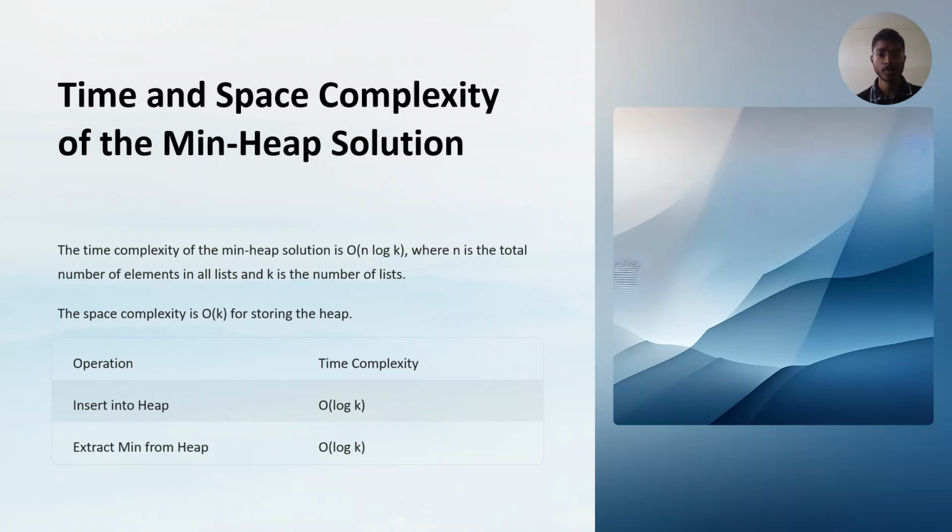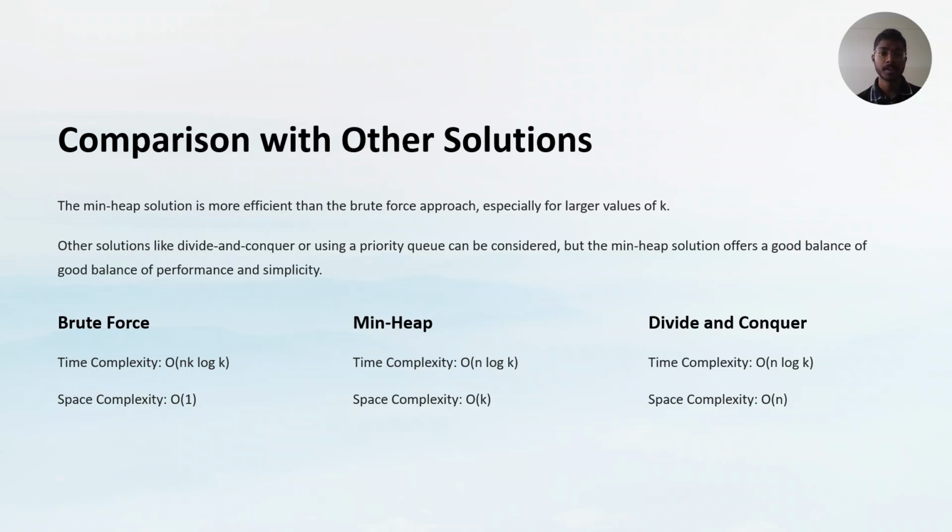Next, we head to our next topic, that is comparison with other solutions. The min heap solution is more efficient than the brute force approach, especially for larger values of k. Other solutions like divide and conquer or using a priority queue can be considered, but the min heap solution offers a good balance of performance and simplicity.